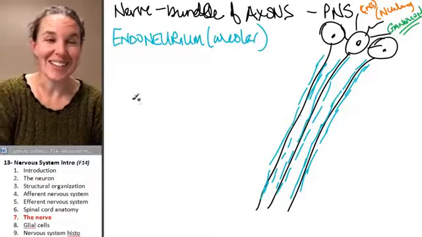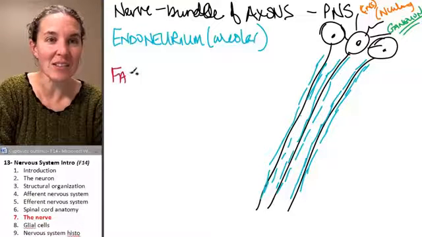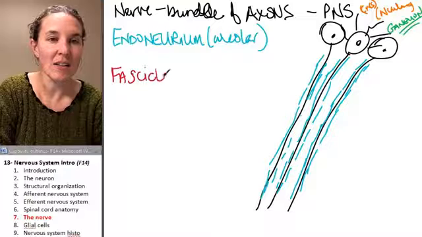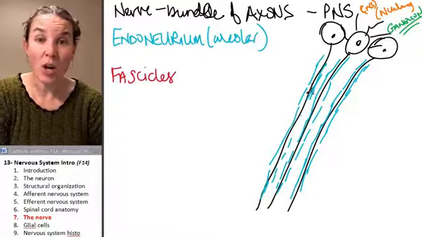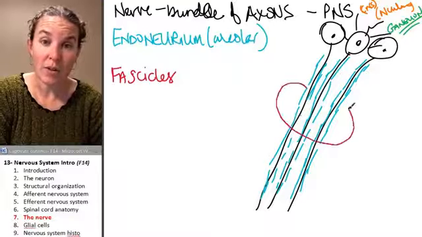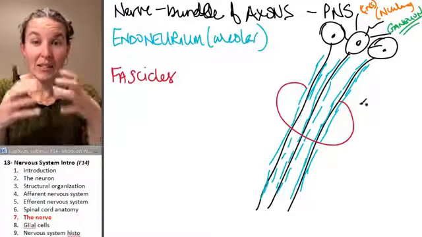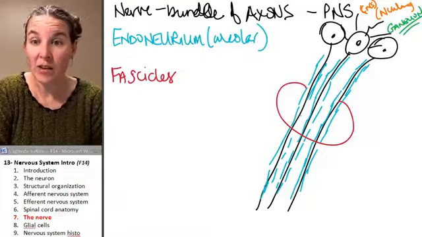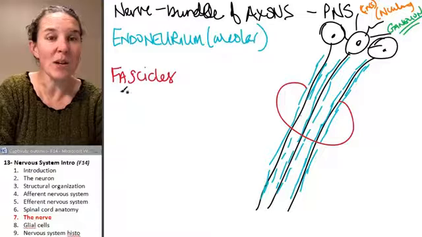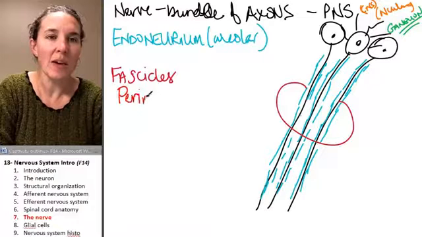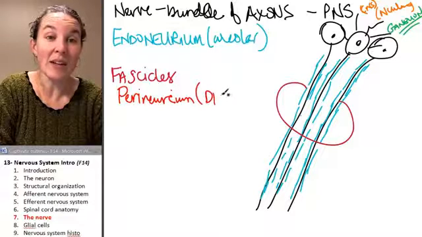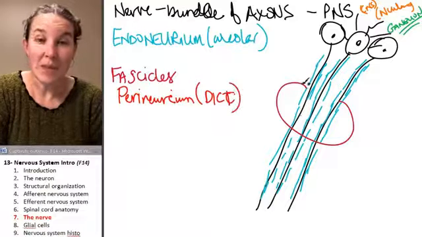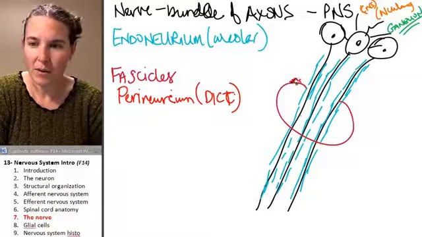Just like muscles, nerves have fascicles. And fascicles are groups of axons in a little bundle. And the fascicle is surrounded by, just for the heck of it, we'll change our color slightly, but not much. Our fascicles are surrounded by, what do you think? Perineurium. And that is dense, irregular connective tissue.